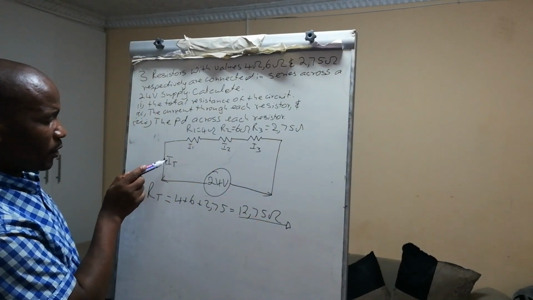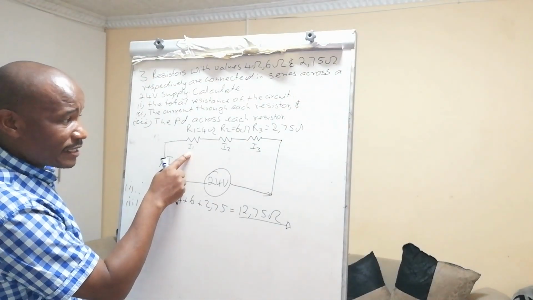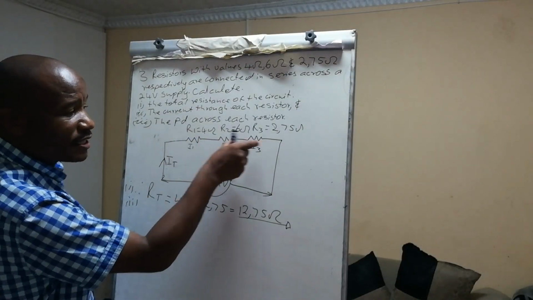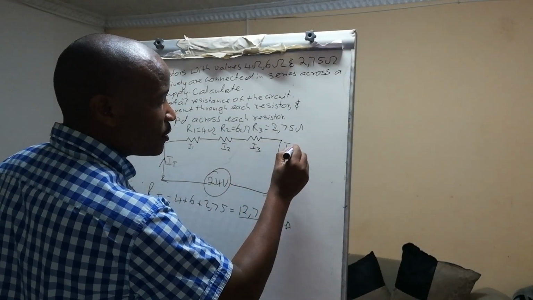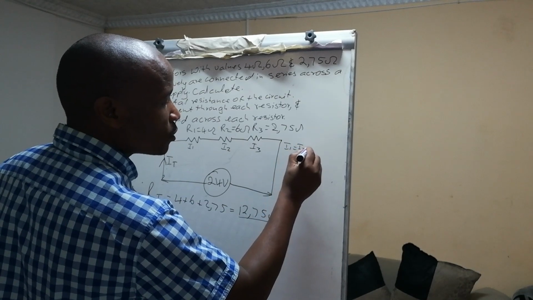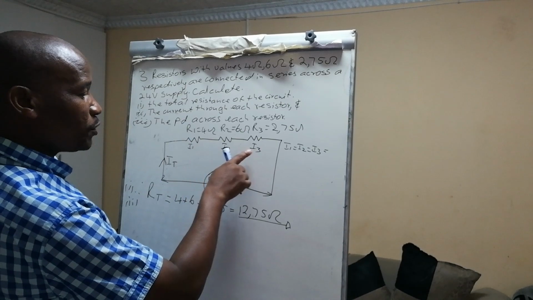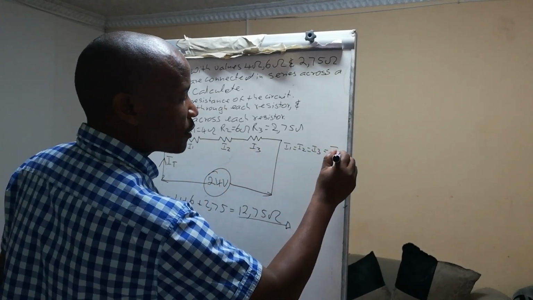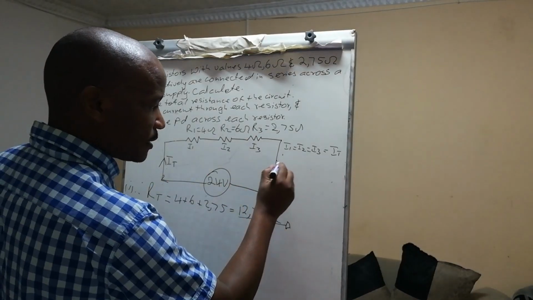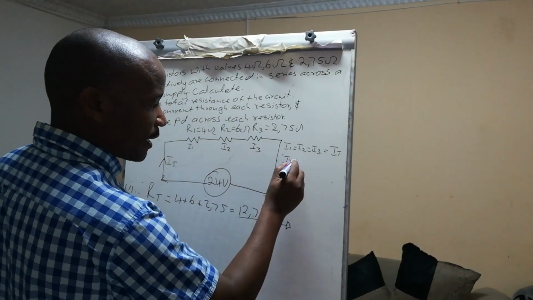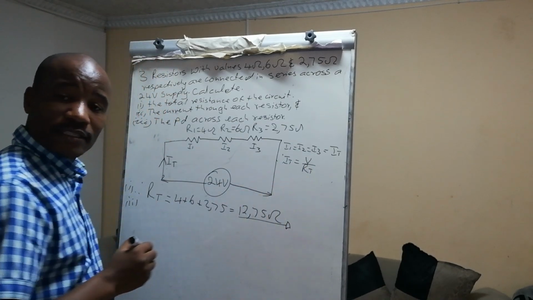And it's true. This current goes this way, and it should be the same as the current there. I1 is equal to I2, is equal to I3, is equal to the total current. And what is the total current? The total current is equal to the total voltage over the total resistance.